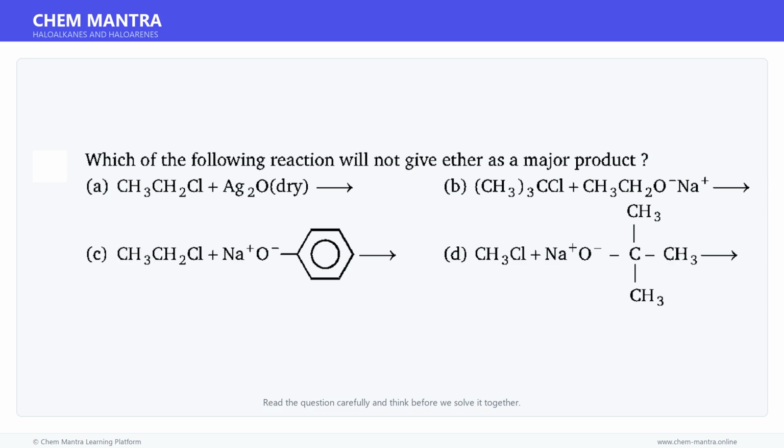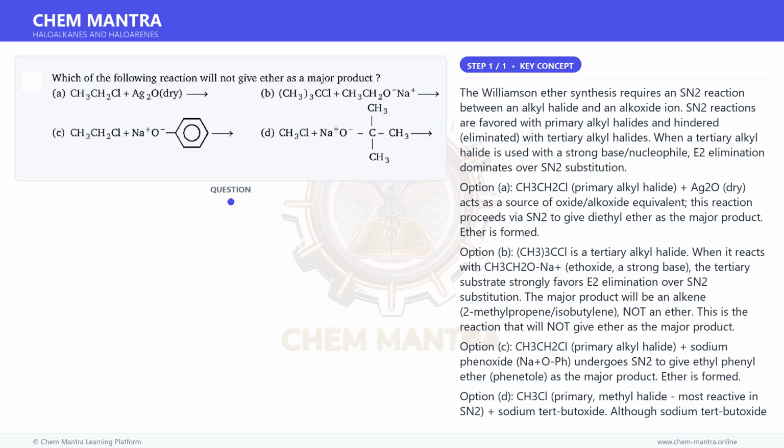Here is a question. Read it carefully and think about the answer. Let us solve it step by step. Let us first understand the key concept here. The Williamson ether synthesis requires an SN2 reaction between an alkyl halide and an alkoxide ion.